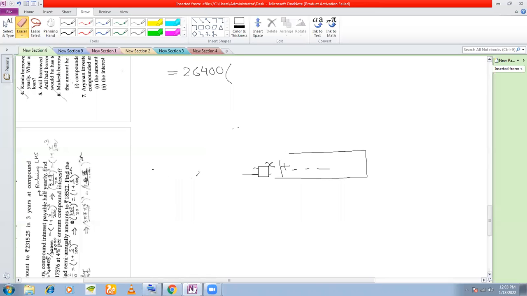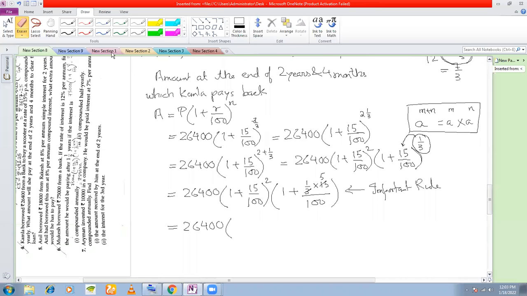So what we do is first break it into an integral power and a fractional power, 2 plus 1/3, and then apply the rule to the fractional power to get an accurate answer. This is an important rule that you must remember. Okay, sir. Now, you'd better take the LCM instead of cancelling, so that it is easier to multiply.